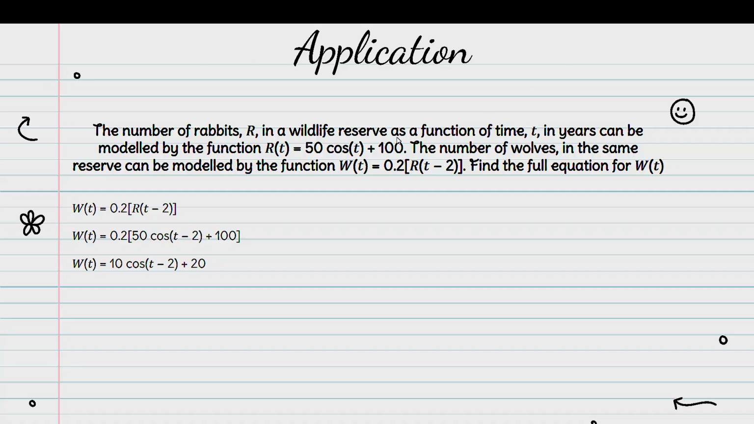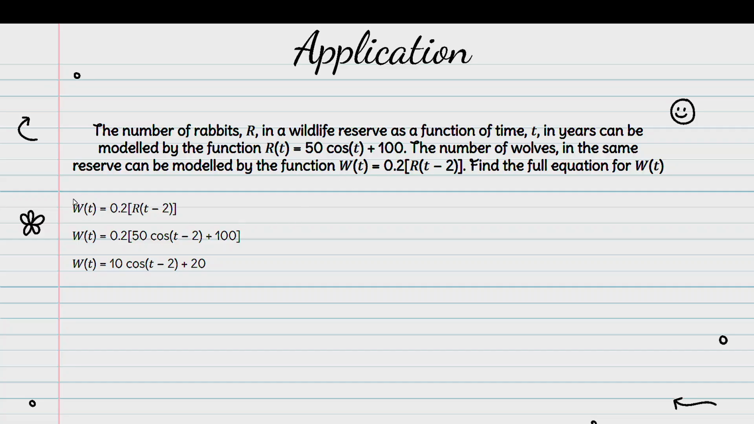It's an application question, so let me read it. The number of rabbits, so R signifies rabbits, in a wildlife reserve as a function of time t, where t is time in years, can be modeled by the function R of t equals 50 cos t plus 100. The number of wolves, which is signified by W, is W of t equals 0.2 R of t minus 2.